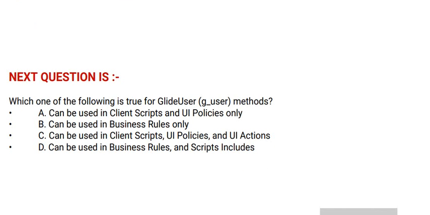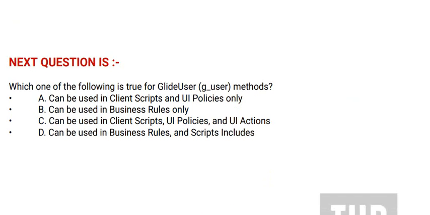Next question is, which one of the following is true for GlideUser methods? Option A, can be used in client scripts and UI policies only. Option B, can be used in business rules only. Option C, can be used in client scripts, UI policies and UI actions. And option D, can be used in business rules and script includes. And the correct answer is option C.